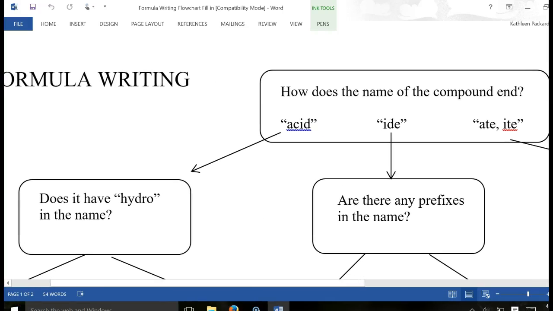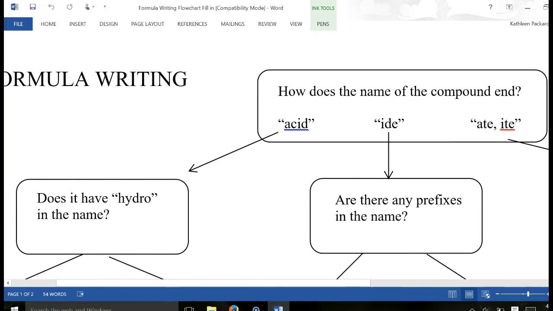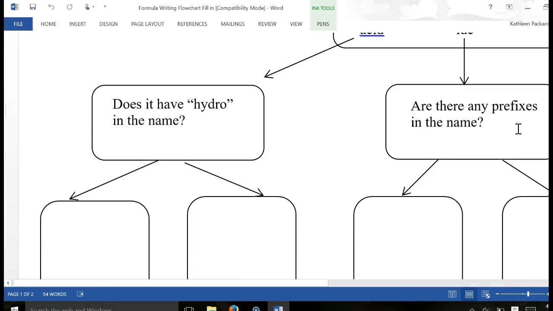Okay, so now we're going to talk about how to name and write formulas when they're all mixed together. What you want to really ask yourself is, how does the name of the compound end? Does it end in the word acid? Does it end in the letters IDE, or does it end in AT or IT? And that tells you what to do. Okay, so we're going to start with doing the acid part of it, which is right over here.